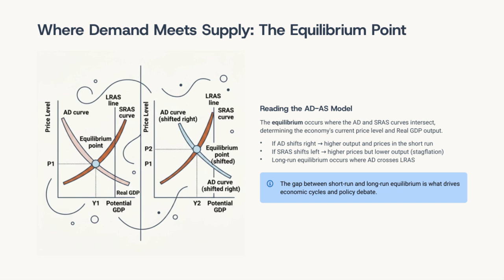Long-run equilibrium is reached where the AD curve crosses the long-run aggregate supply, or LRAS. This is the point where the economy is operating at its sustainable capacity. The key concept here is that the equilibrium point occurs where the AD and SRAS curves intersect. This intersection determines the current price level and the real GDP output. That is, how much the economy is actually producing right now. Understanding this model helps us see where demand and supply meet, and how shifts in either can influence the overall economy. It's a fundamental part of analyzing economic fluctuations and policy responses.